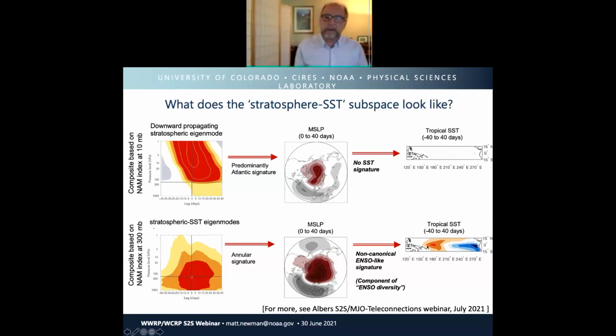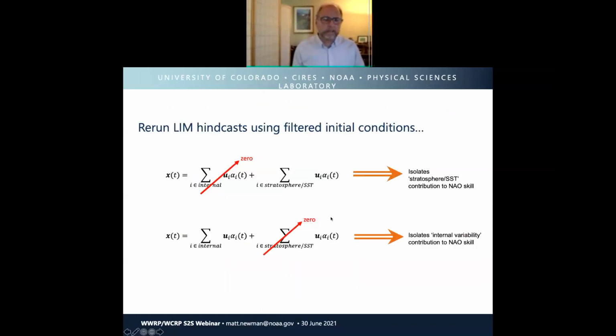But this pattern is very important in terms of ENSO diversity, the different flavors of ENSO that we actually see. So it basically says that it's an ENSO dynamics that's driving, but not a simple Eastern Pacific El Nino. Anyway, John will go into this in a lot more detail next month.